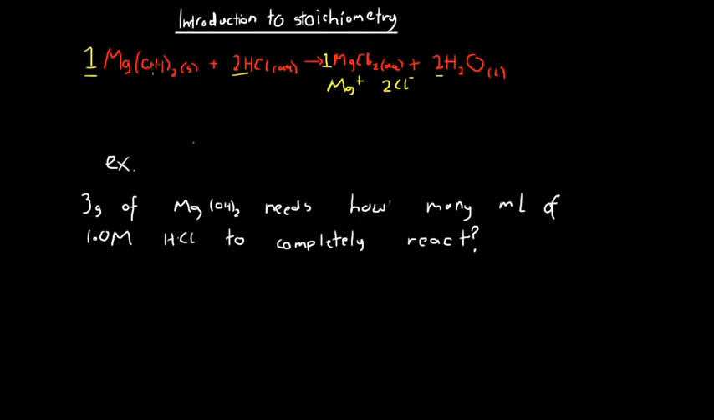These ratios tell us exactly how many molecules of one type of thing, or how many particles of one chemical, are going to be needed to react with exactly a certain number of particles of another chemical. So this is a 1-to-2 ratio between these reactants. If we want to react exactly the right amount of these two so we don't have anything left over, then we need twice as much hydrochloric acid as we have magnesium hydroxide.